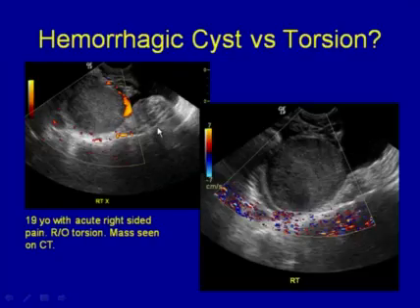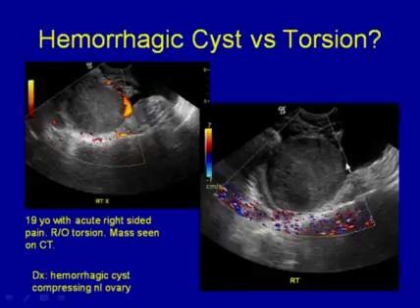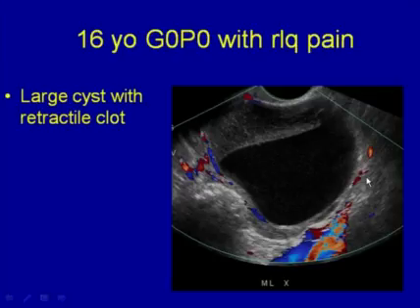What about a hemorrhagic cyst versus torsion? Certainly cysts can act as a lead point for torsion, and this patient had a mass seen on CT, was sent to ultrasound to see about torsion, and when we actually imaged her, you can see all the echoes within this. This was a hemorrhagic cyst. We could not see any flow in this ovary, so she was sent to the OR, but it was only a hemorrhagic cyst compressing the normal ovary, and we were unable to elicit flow.